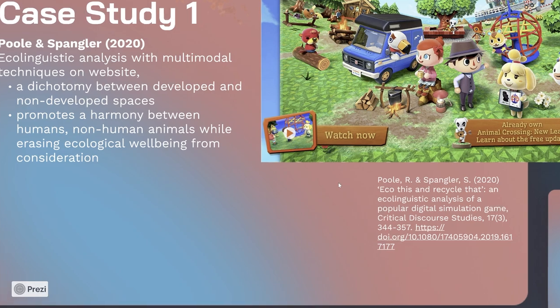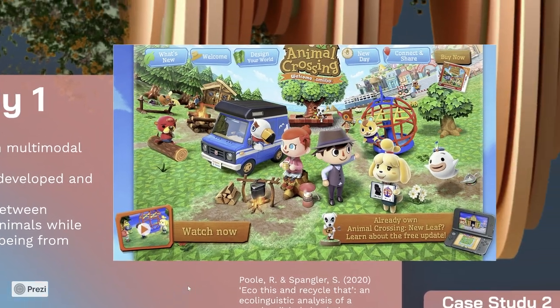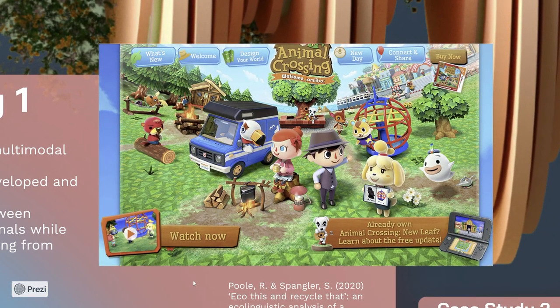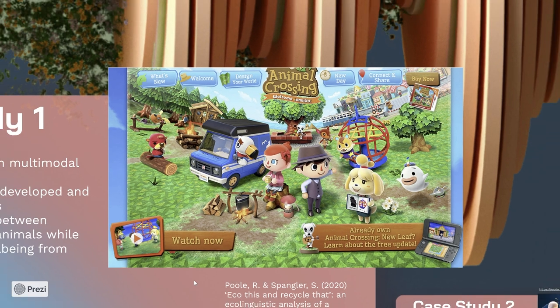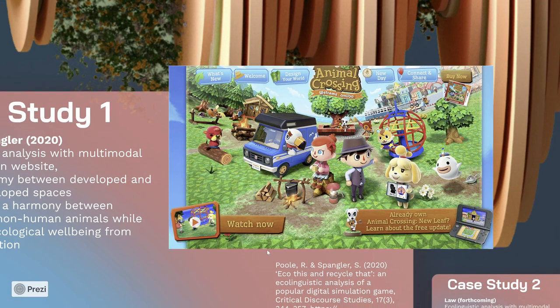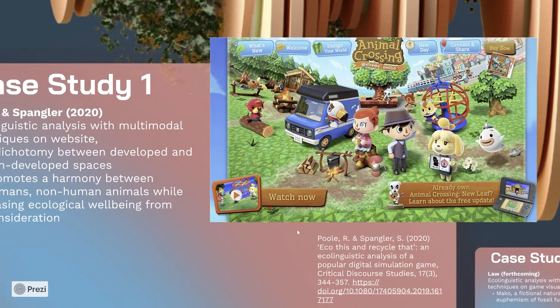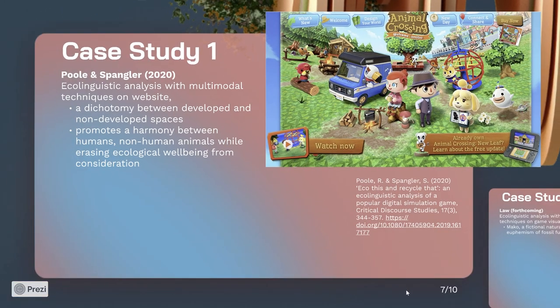So they look at this and they say, well, the left side is not developed, the right side is developed. So in the sense that the game is trying to tell you that animals and humans are in harmony, but at the same time, we are erasing ecological well-being from the consideration. In the sense that, you know, if you want to be good at the game, you have to destroy the environment in order to build a modern city, then you can earn money, you can be in harmony with the villagers. But, you know, that kind of thing.